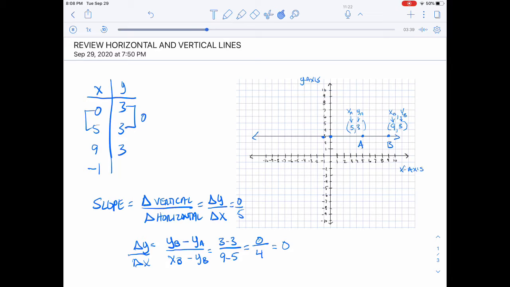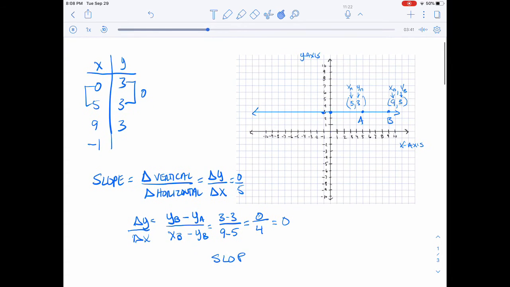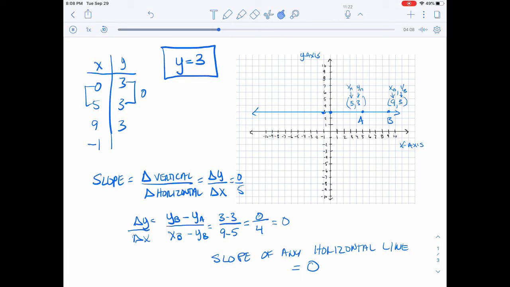So the slope of any horizontal line will always be equal to 0. In this case, we could write the equation for that horizontal line as y is equal to 3. And y will always equal 3 regardless of what the value of x is.